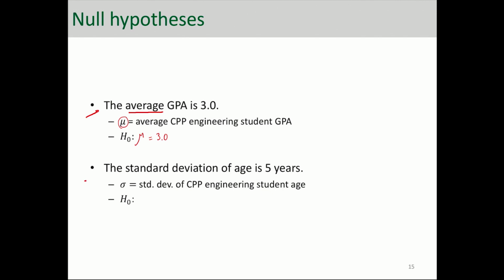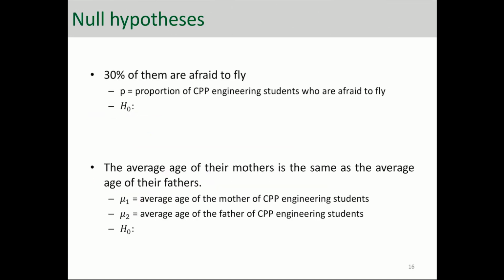Or when we say the standard deviation of the age is 5 years, we're referring to the standard deviation of the population. So sigma is the parameter that we're going to hypothesize on. What we're saying is sigma is equal to 5. Same with the others, 30% of them afraid to fly. In this case, we're not referring to the average or standard deviation. What we're referring to is the proportion of this population, and we show proportion with P. So P is equal to 30%, or 0.3.